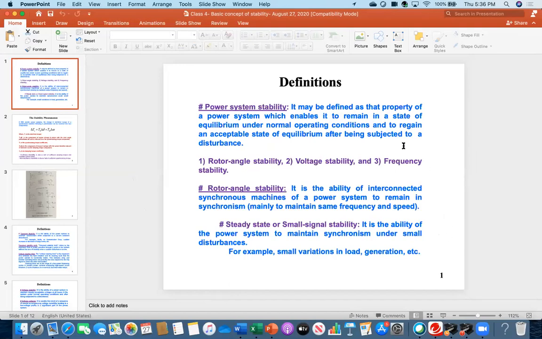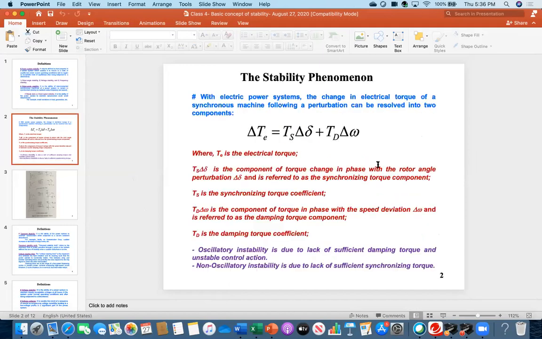Yes. And definitions. Okay, so last class we were looking at this definition and then we ran out of time. So I'd like to continue from the next slide. Everybody, this is the stability phenomenon.